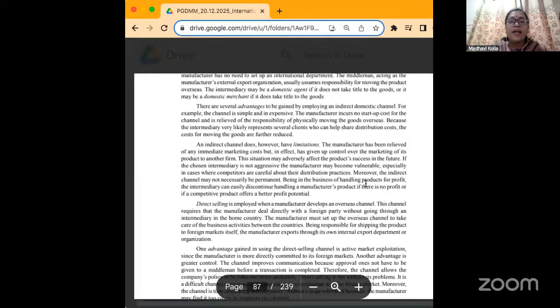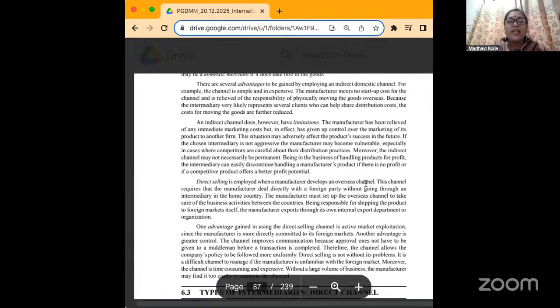So there are several advantages of using an indirect domestic channel. For example, it is simple, right? Because you already are familiar with how they function in your local market. They are not so expensive. Also, the company itself does not require any startup costs to set up an entire unit abroad. The responsibility of physically moving the goods from one country of origin to the country of sale rests now on a third party, and so the risks involved are reduced for the company.